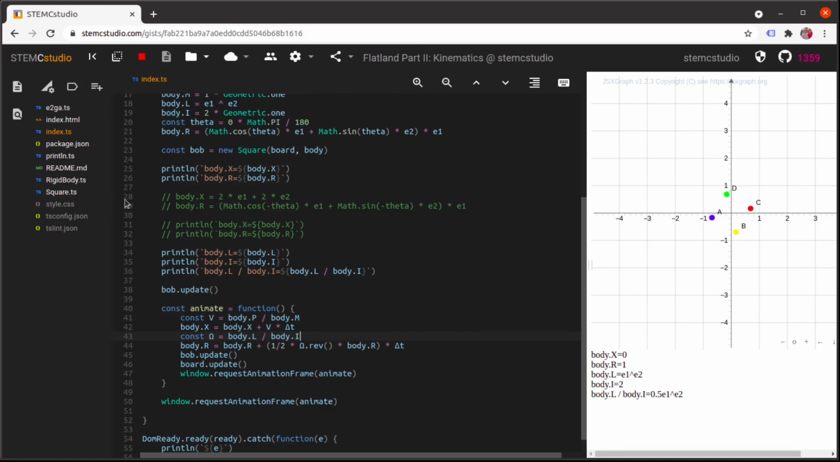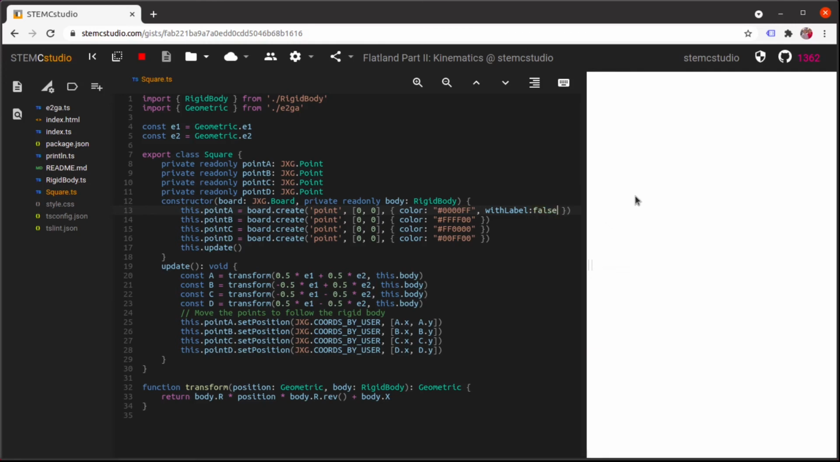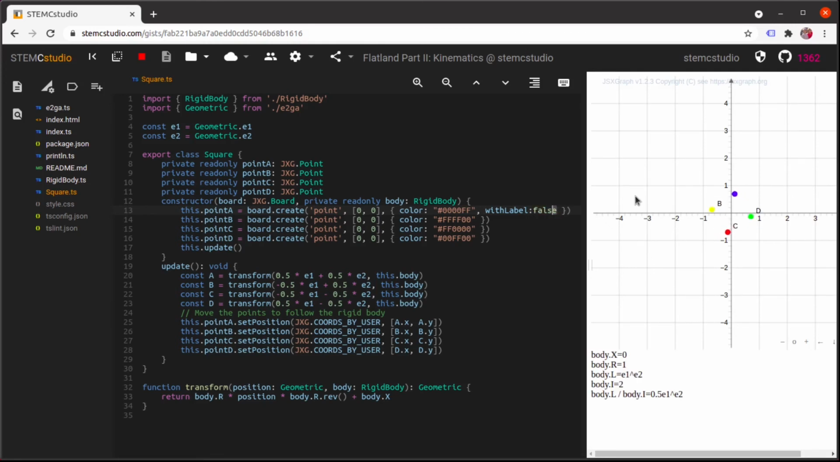I think the ABCD thing is getting a little bit old. Let's get rid of that in the square. So go back to the square, create point. I think I'm going to go with label false. Does that do it? Yep, it's going to do it. So we'll order 3 more of those. And we've gotten rid of that. A little bit of formatting.